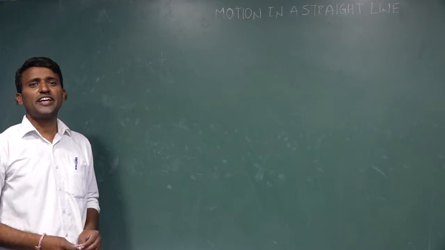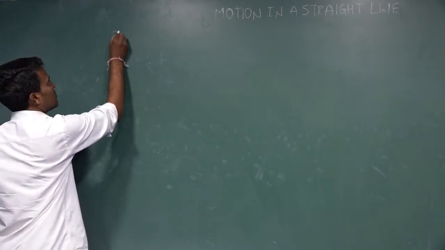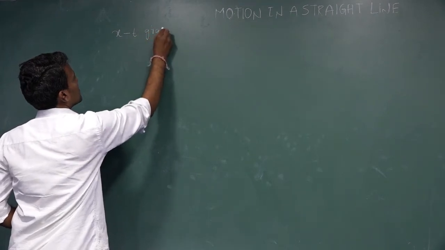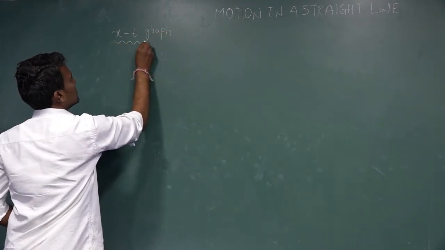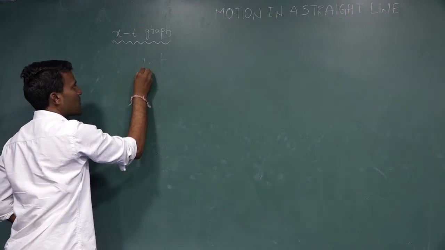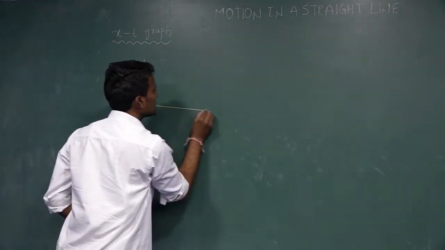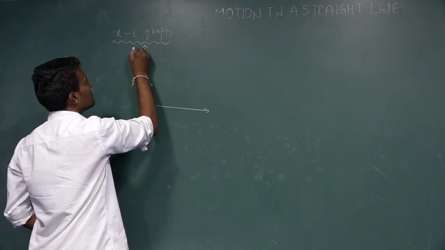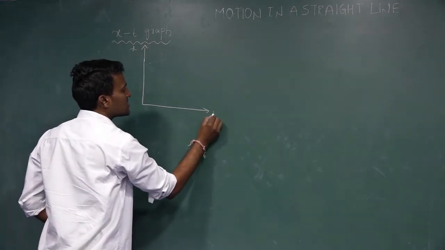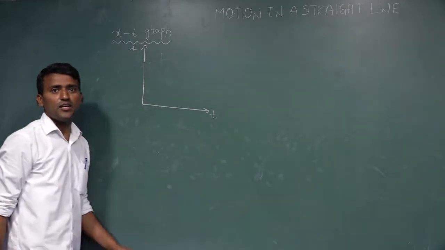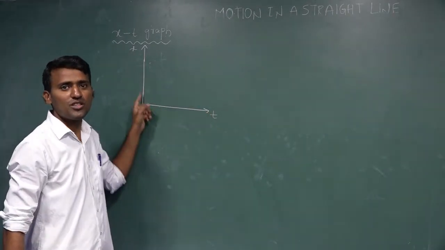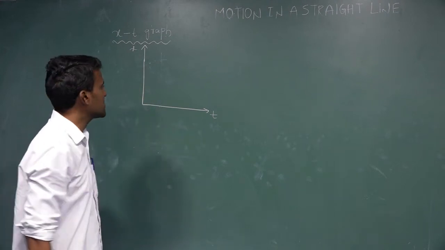Now position and time graph, we are taking position and time graph. This is x and this is time, isn't it? Position on the y-axis, time on the x-axis.